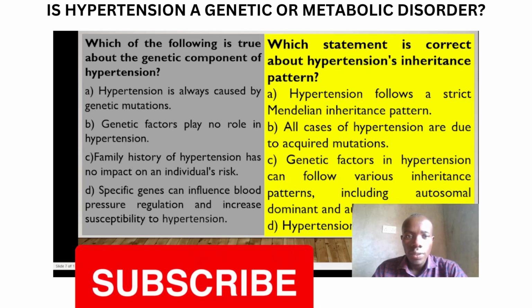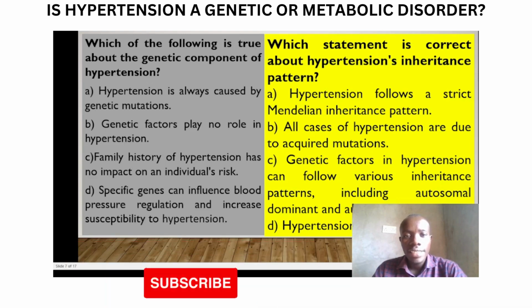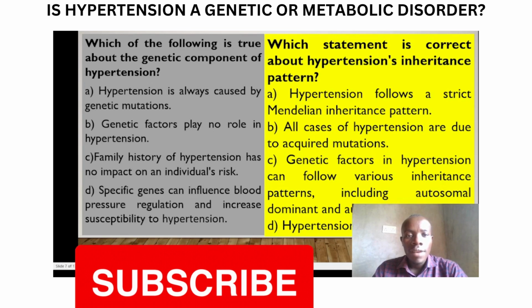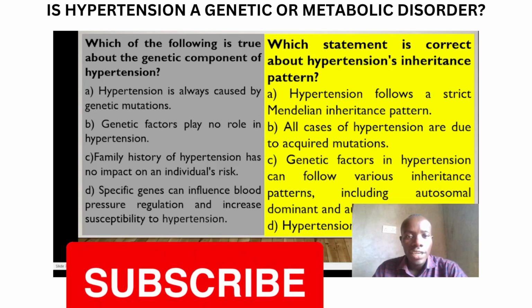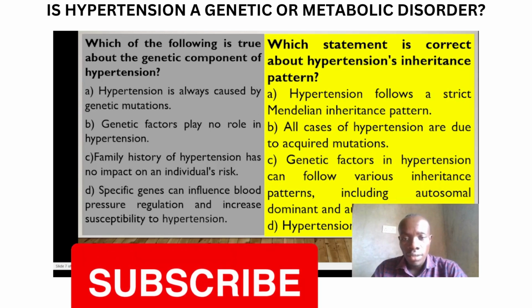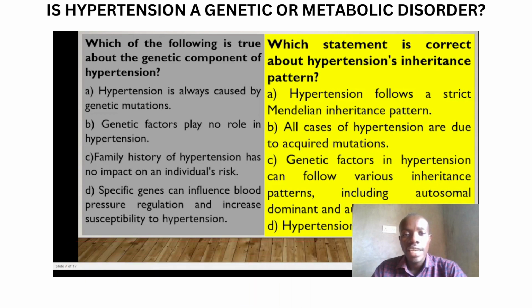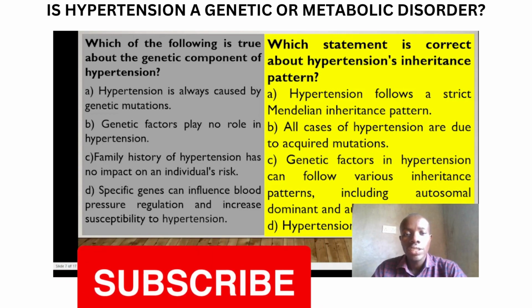Hypertension is always caused by genetic mutations. Genetic factors play no role. Family history of hypertension has no impact on individuals' risk. Specific genes influence blood pressure regulation and increase susceptibility to hypertension. Yes, so guys, the correct answer was D, and that's what you have said. Specific genes can influence blood pressure regulation and increase susceptibility to hypertension.